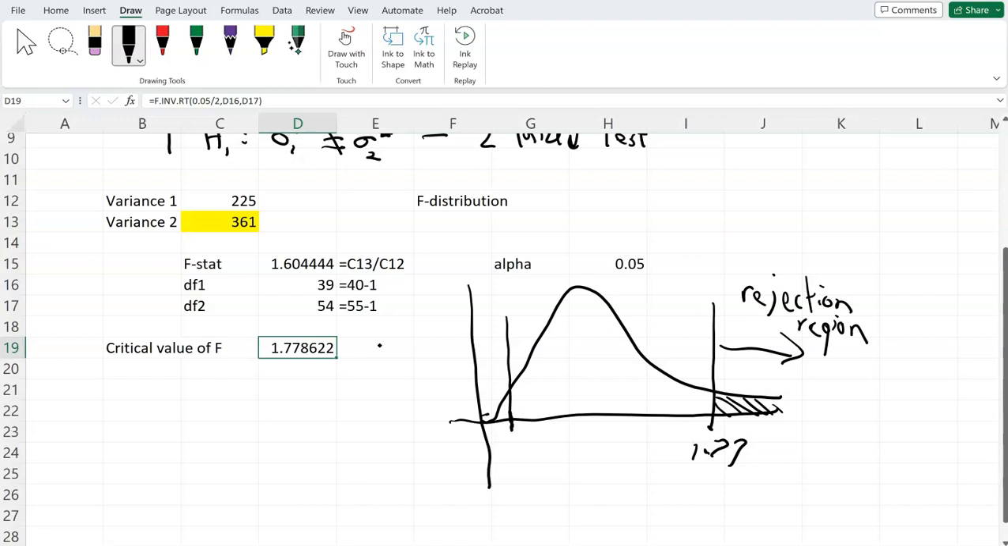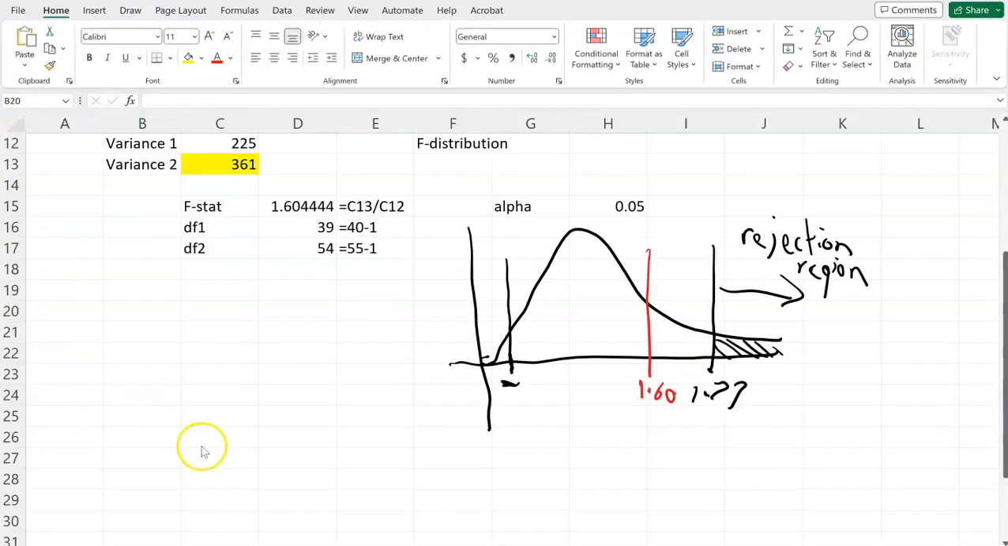we don't really need to find this value. So after we find that, now we can do our test, which is the F-stat is 1.60, which is going to be somewhere here. So then we can say that the F-stat is less than the critical value, so we do not reject the null.